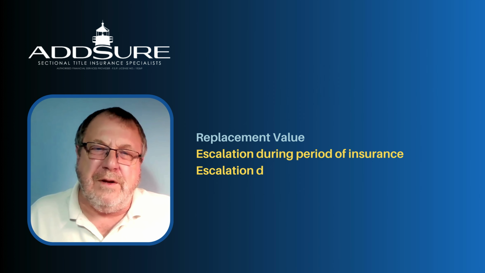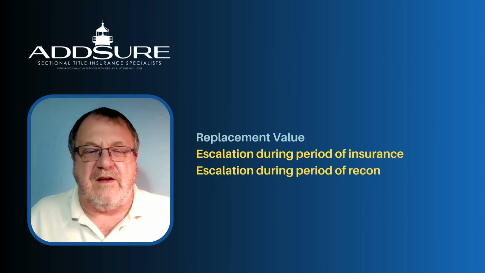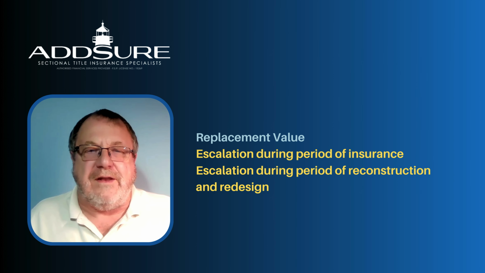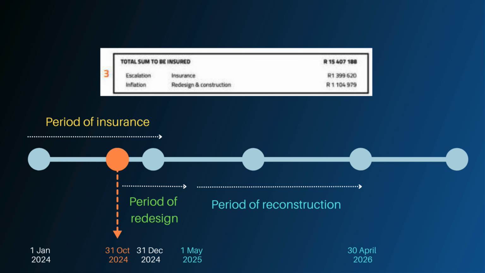Then you also have your period of reconstruction and redesign. Because, if we look at an example, and I think it's best shown on a diagram. If you look at a diagram, you might say, okay, the period of insurance starts at the beginning of January. 1st of January 2024 is the start of your insurance year. But you have an event, total destruction of the buildings, on the 31st of October. Okay, so it's a good 10 months into the story.